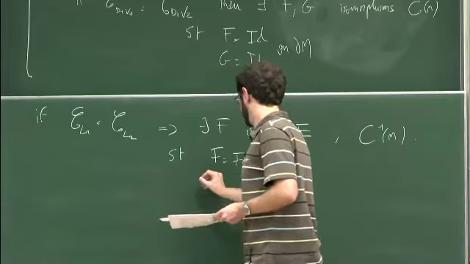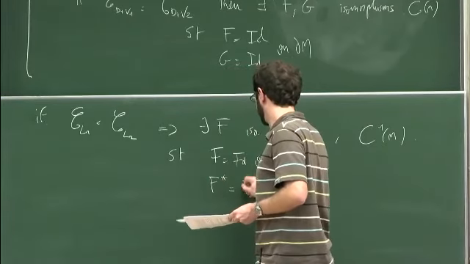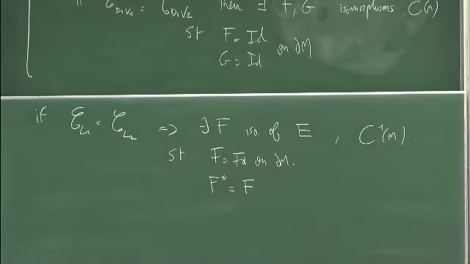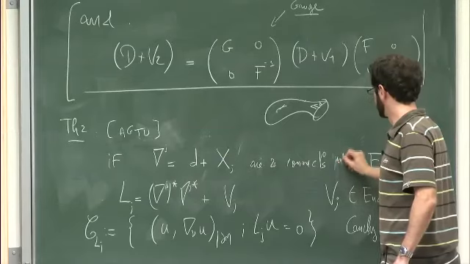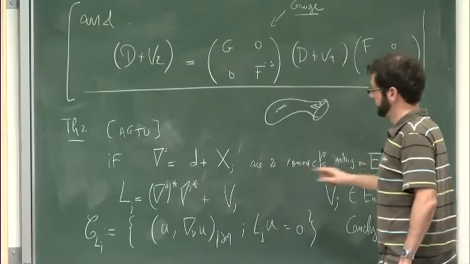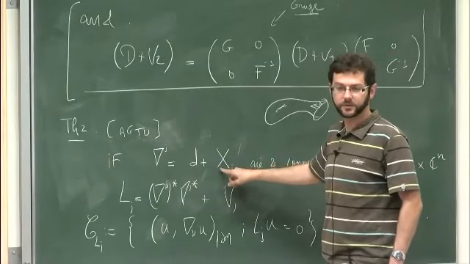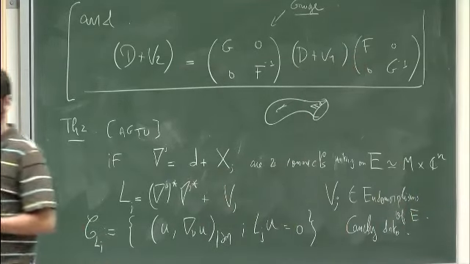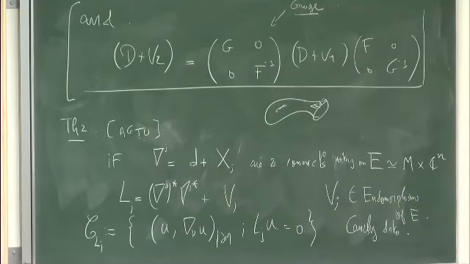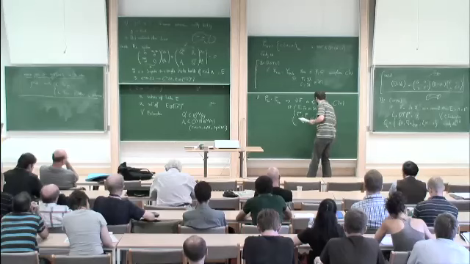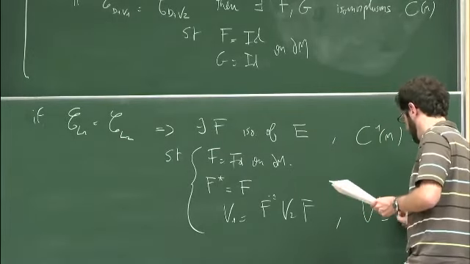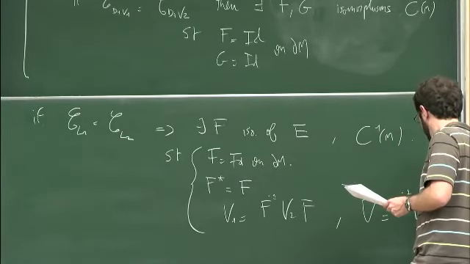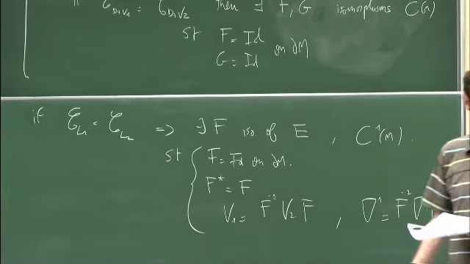F is unitary. Oh, I didn't say the connection here is supposed to be unitary. Two connection, unitary. So this means this connection one form is anti-self adjoint. And V1 equals F minus 1 V2 F, and the connection nabla 1 equals F minus 1 nabla 2 F. So this is again the gauge equivalence for the connection Laplacian.